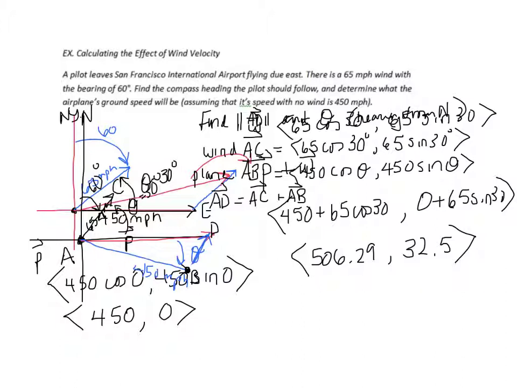Of course, we add those two vectors together. I hope I have enough room here. It would be 65 cosine of 30 plus 450 cosine of theta, and this is 65 sine of 30 plus 450 sine of theta. All right, so that's AD.